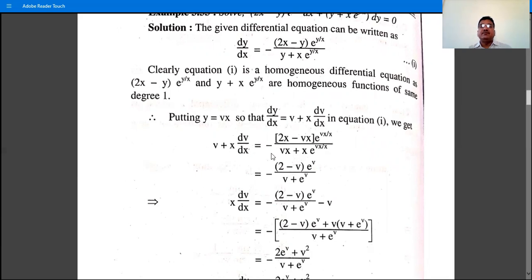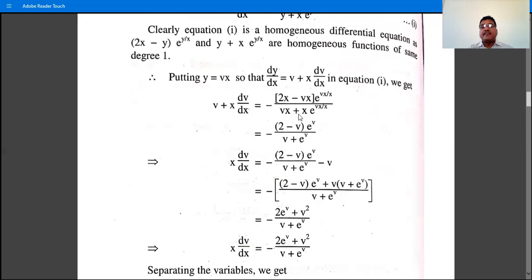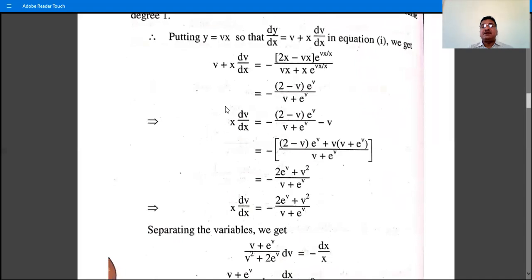by dx is equal to minus 2x minus y, with y as vx, into e raised to y by x. Substitute directly y by x as v, or substitute y as vx. After cancelling x, we have e raised to v, divided by vx plus x e raised to v, and then 2 minus v. After taking x common from numerator and denominator and cancelling, we have 2 minus v e raised to v divided by v plus e raised to v, and then separate the variables, x dv by dx.